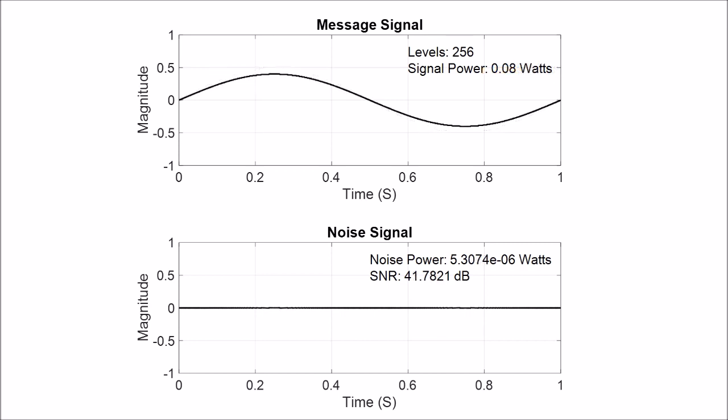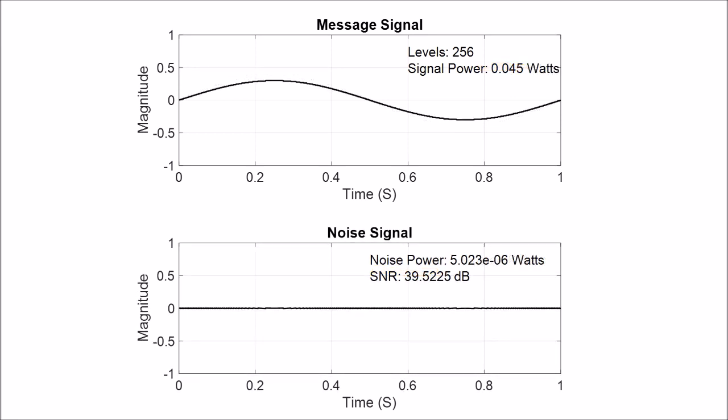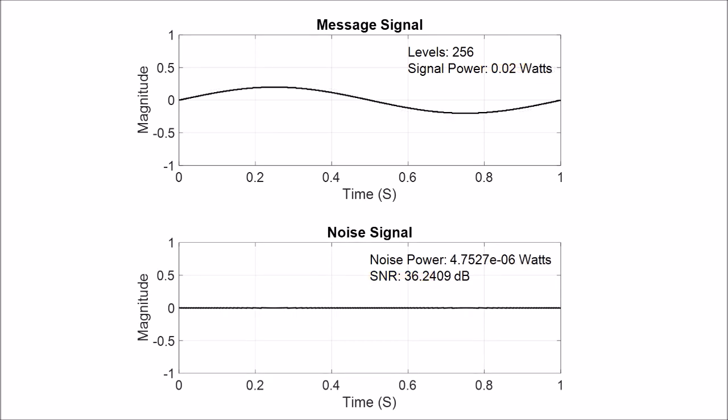Amplitude 0.4. Signal power 0.08 watts, signal to noise ratio about 42 decibels, and the amplitude 0.3, signal power 0.045 watts, signal to noise ratio 39.5 decibels. This is amplitude 0.2, signal power is 0.02 watts, signal to noise ratio 36 decibels. This is amplitude 0.1. Signal power is 0.005 watts. Signal to noise ratio is 30 decibels.